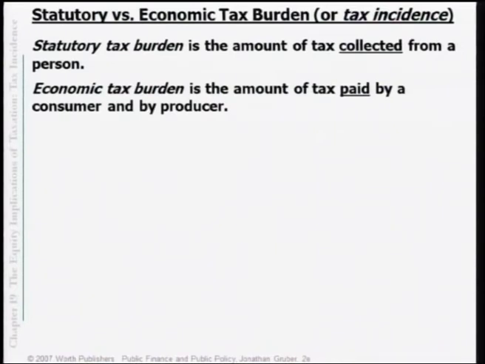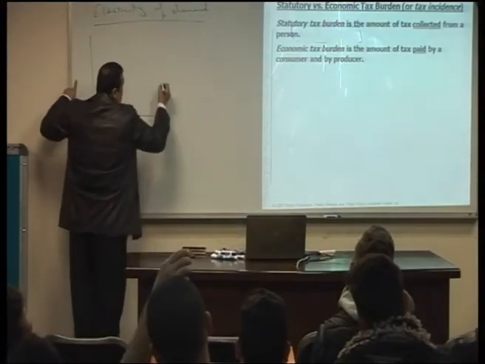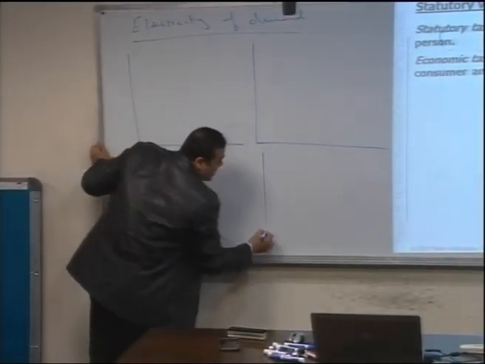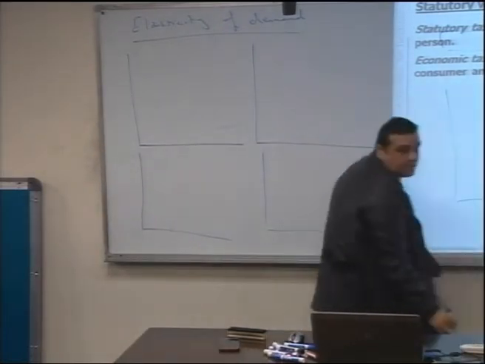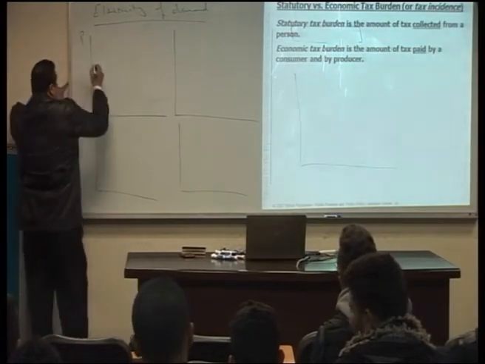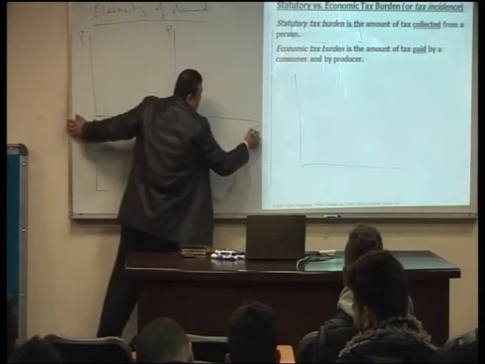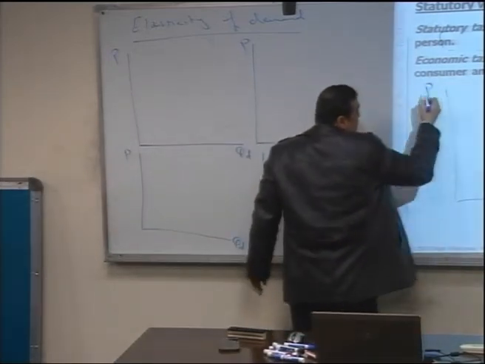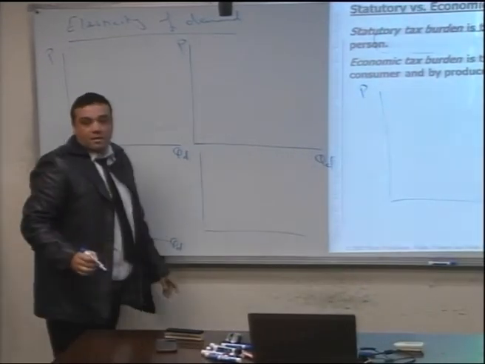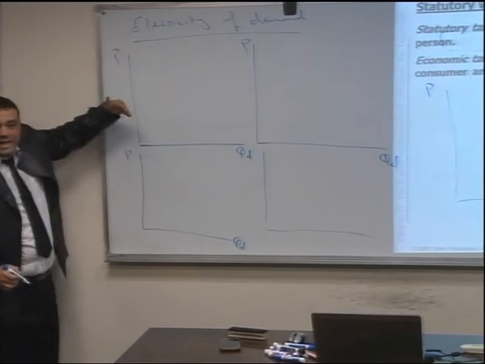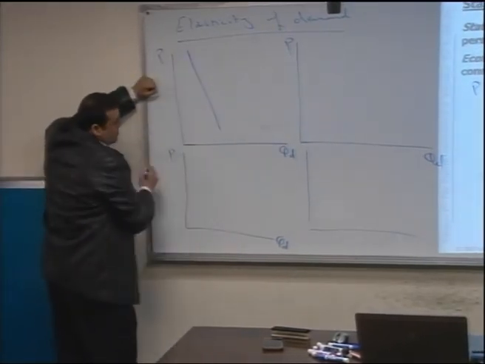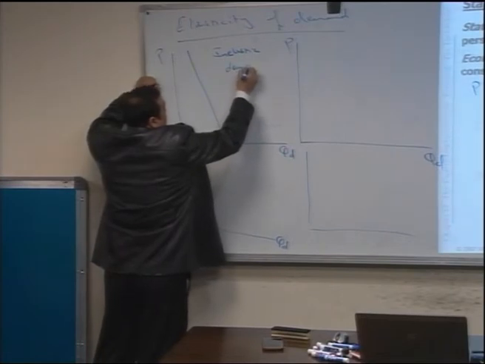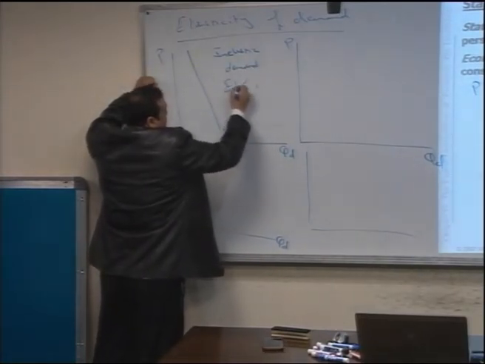So here we have 5 cases: inelastic demand, elastic, unitary elastic, perfectly inelastic, and perfectly elastic. Here, look, price and quantity demanded, P and QD. The first is inelastic demand. ED is less than 1 in the absolute value.